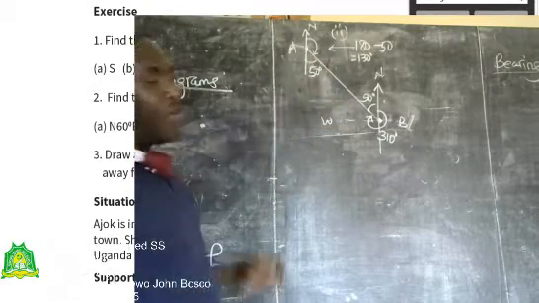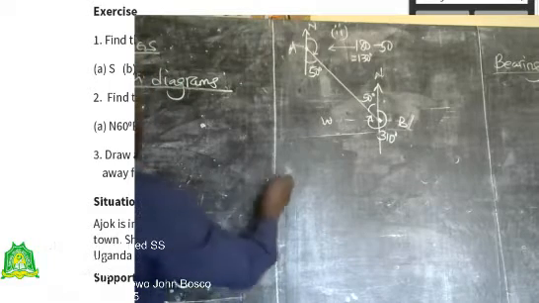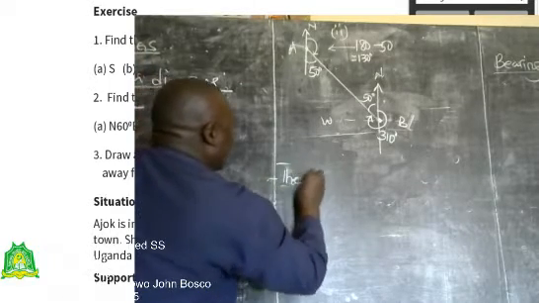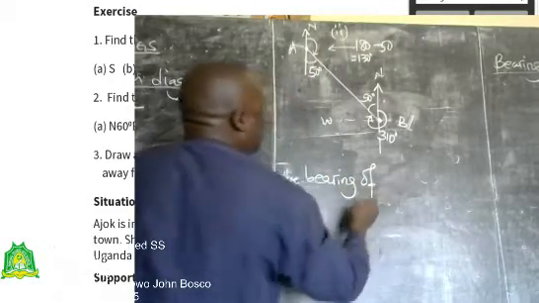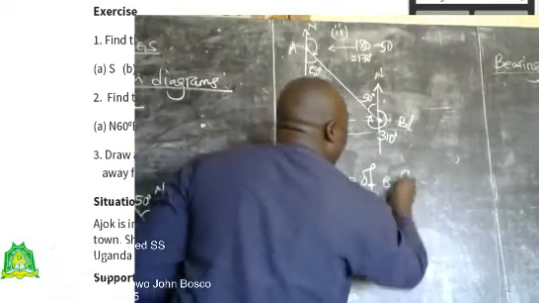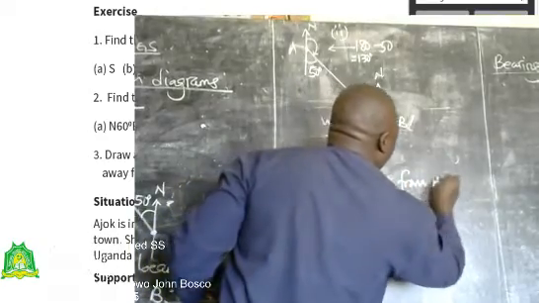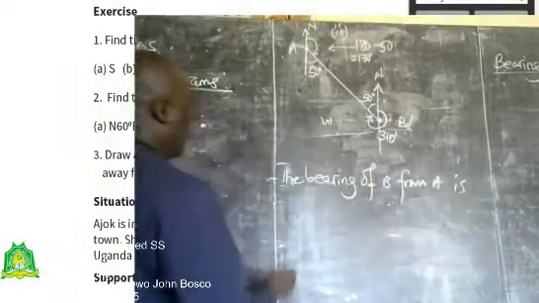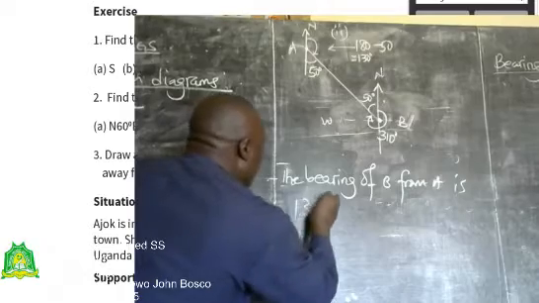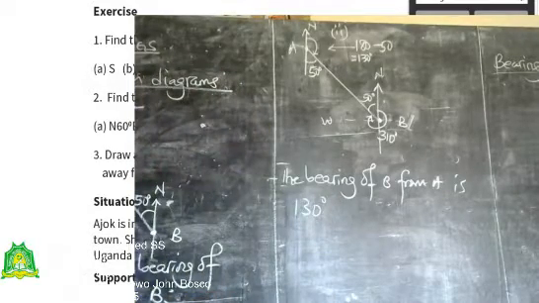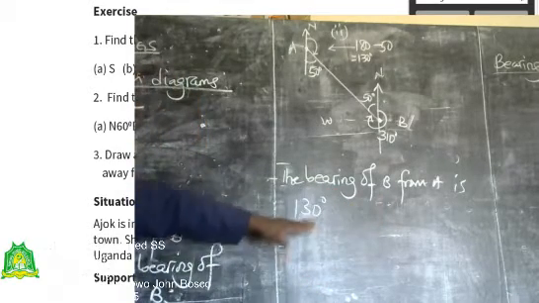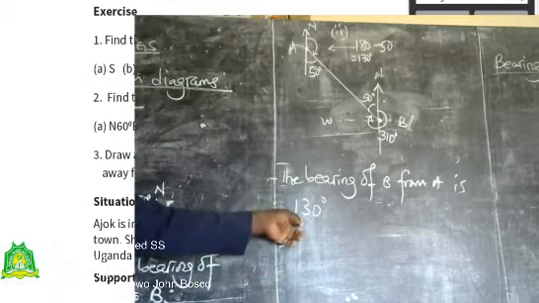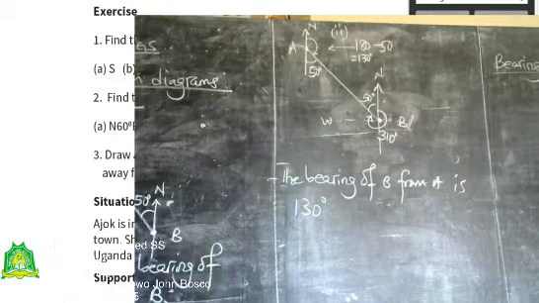This is 130. So I can say that the bearing of B from A is 130 degrees. And please, if not this, there is another format of setting the same bearing. Which one is that format?